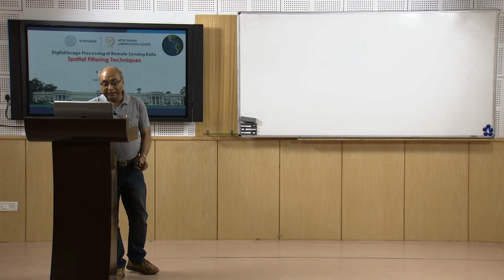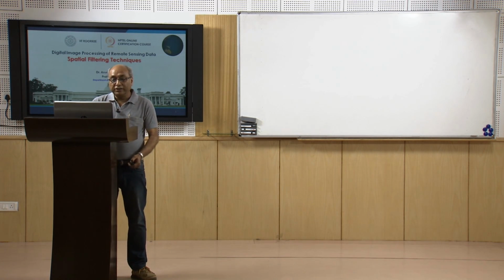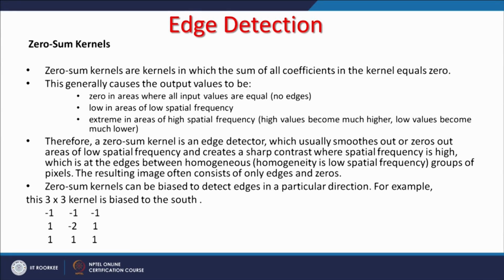You are seeing just the edges of different features, and all these things have been highlighted very clearly here. Edge detection uses zero sum kernels, in which the sum of all coefficients in the kernel equals 0. This generally causes the output values to be 0 in areas where all input values are equal, meaning no edges, low in areas of low frequency, and extreme in areas of high spatial frequency.